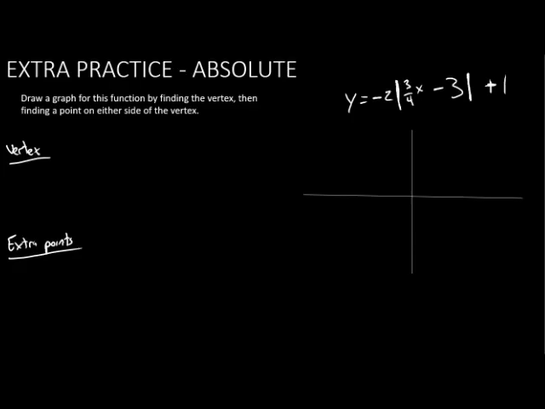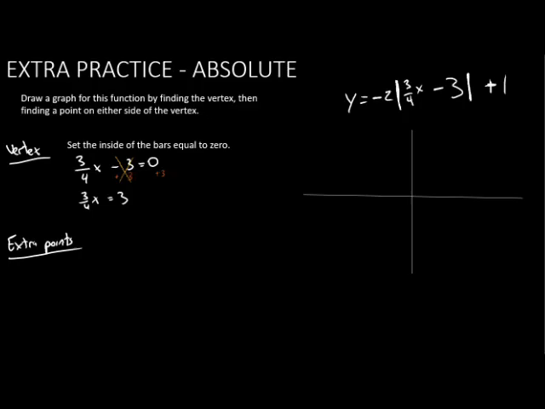For our vertex, let's remind ourselves that we're going to let the inside of the bars become 0. So we'll set that 3/4 x minus 3 equal to 0. In order to solve this, we'll begin by adding 3 to both sides to move the 3 off the left into the right side. This will cancel out the 3 that's on the left, and our equation will now be 3/4 x equals 3.